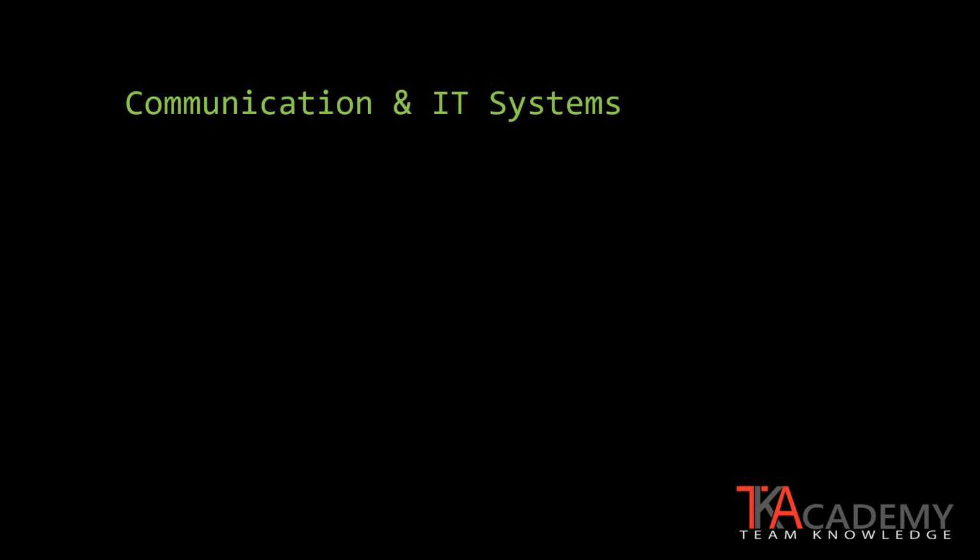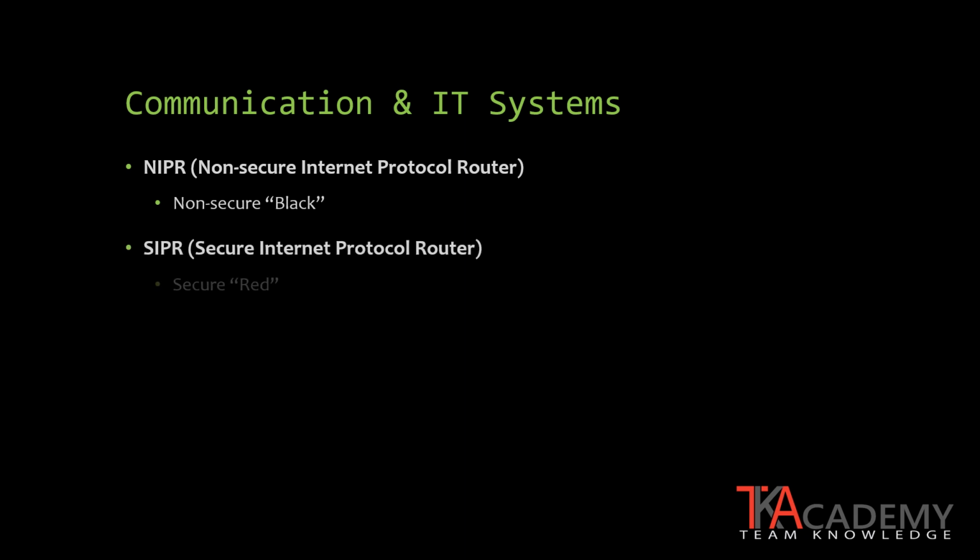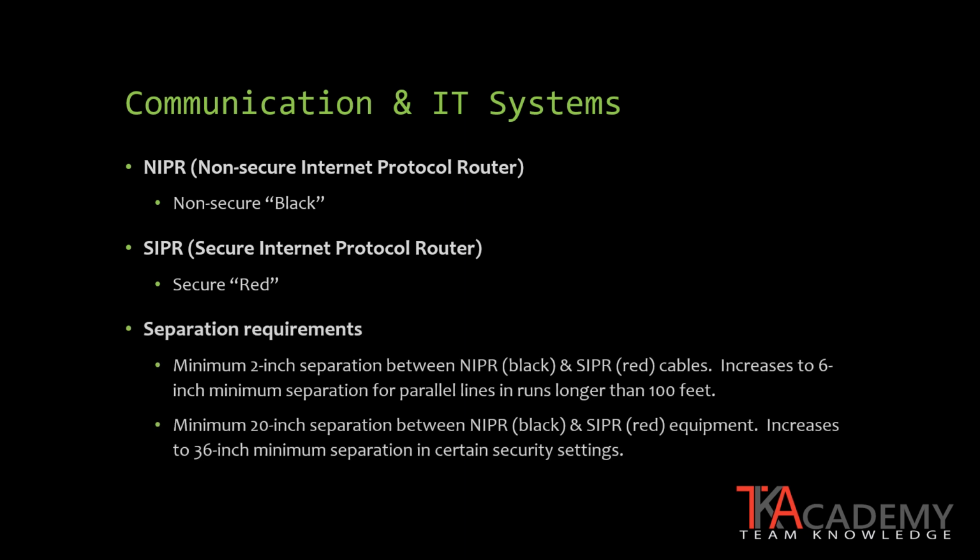Communication and IT systems are vitally important in today's world. There are 2 systems that are commonly used within the federal government. NIPR, which stands for Non-Secure Internet Protocol Router, is a non-secure communication system often referred to as BLACK communications. SIPR stands for Secured Internet Protocol Router. It is a secure system and commonly referred to as RED communication. These systems have physical security requirements as well.